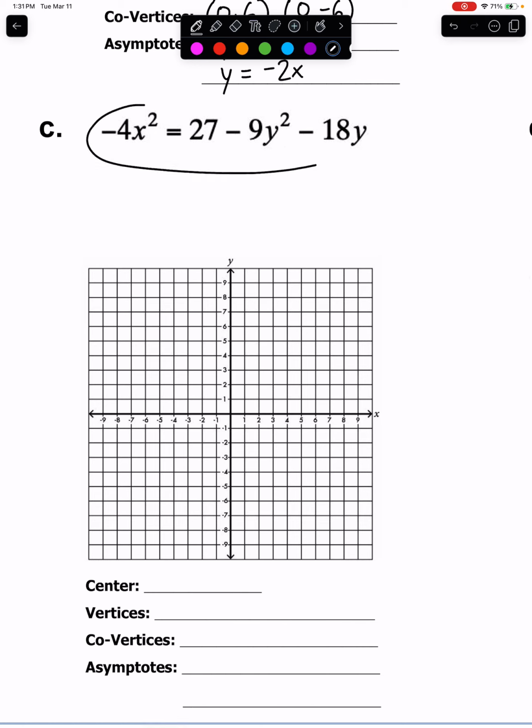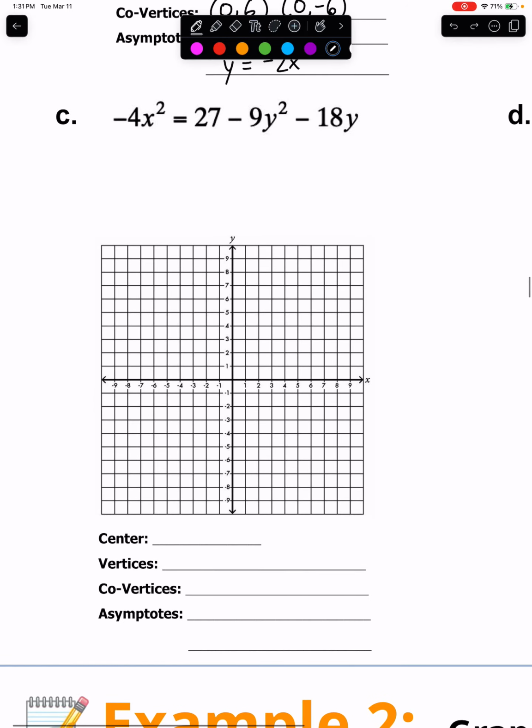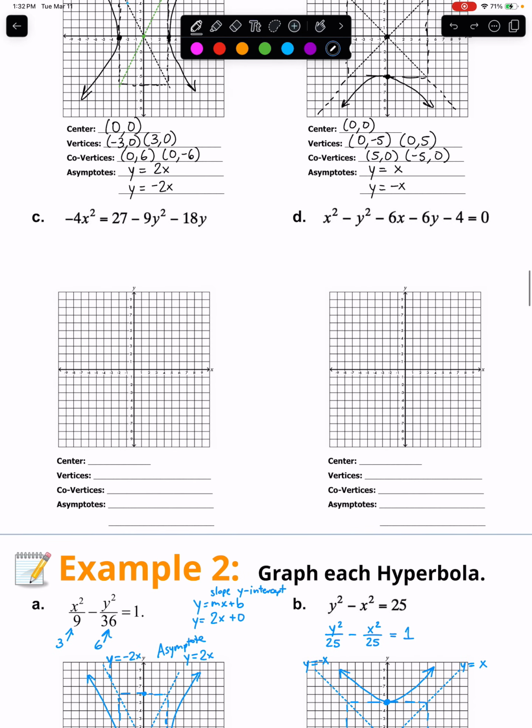Actually, maybe I'll have you try this one. You guys try this one. See if you can put it into standard form. Go ahead, pause the video. See if you can try it, and I'll reveal answers. Go ahead, try both of these real quick.